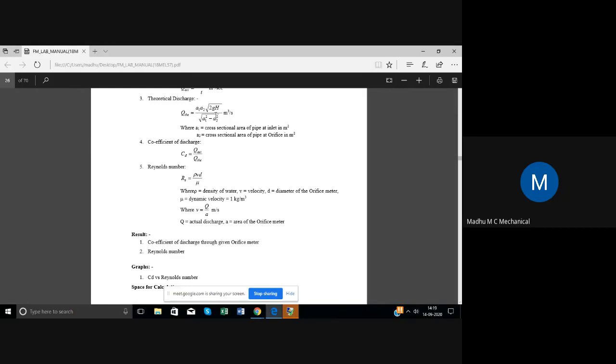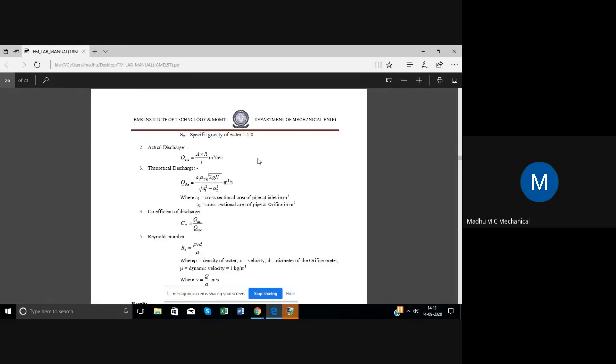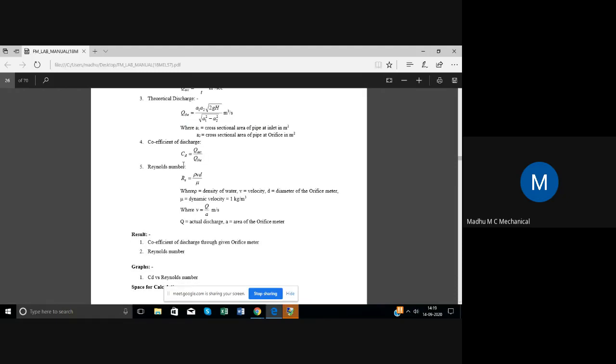Once you get the theoretical discharge and the actual discharge, you can find coefficient of discharge CD is equal to Q actual by Q theoretical. Find the value of CD, it will range from 0.6 to 0.9. Okay. So first reading, I have told you how to calculate. Similarly, do the calculation for all the 3 readings I have given, and find H, Q actual, Q theoretical, and CD. Take the average value of CD and put it as the result.